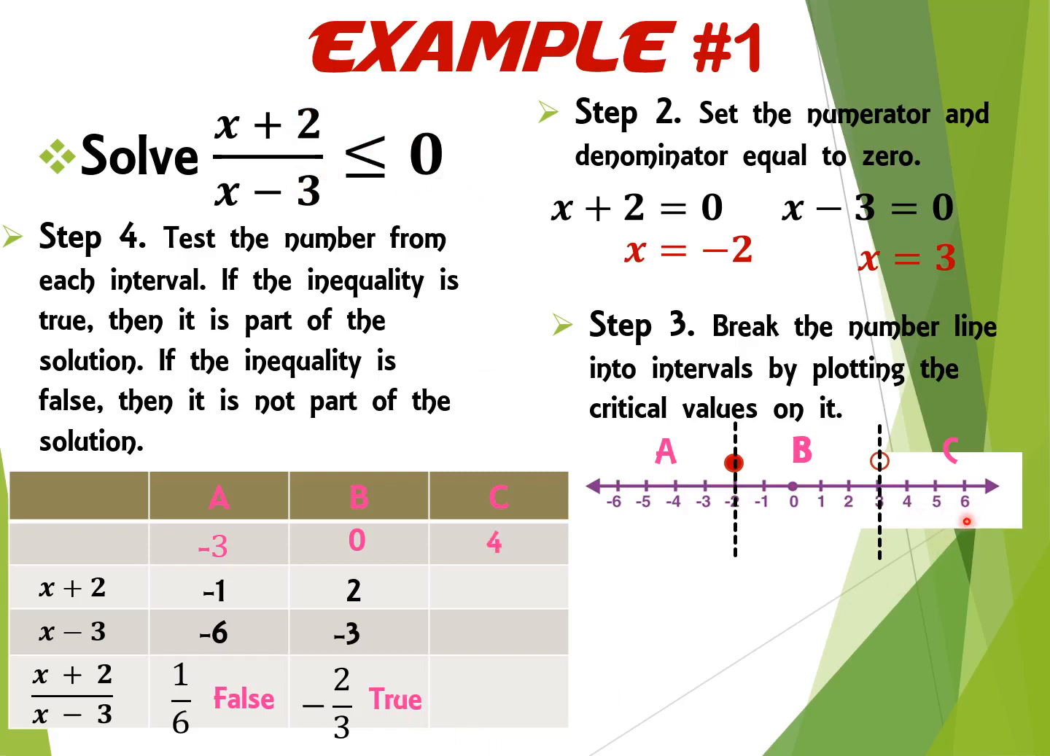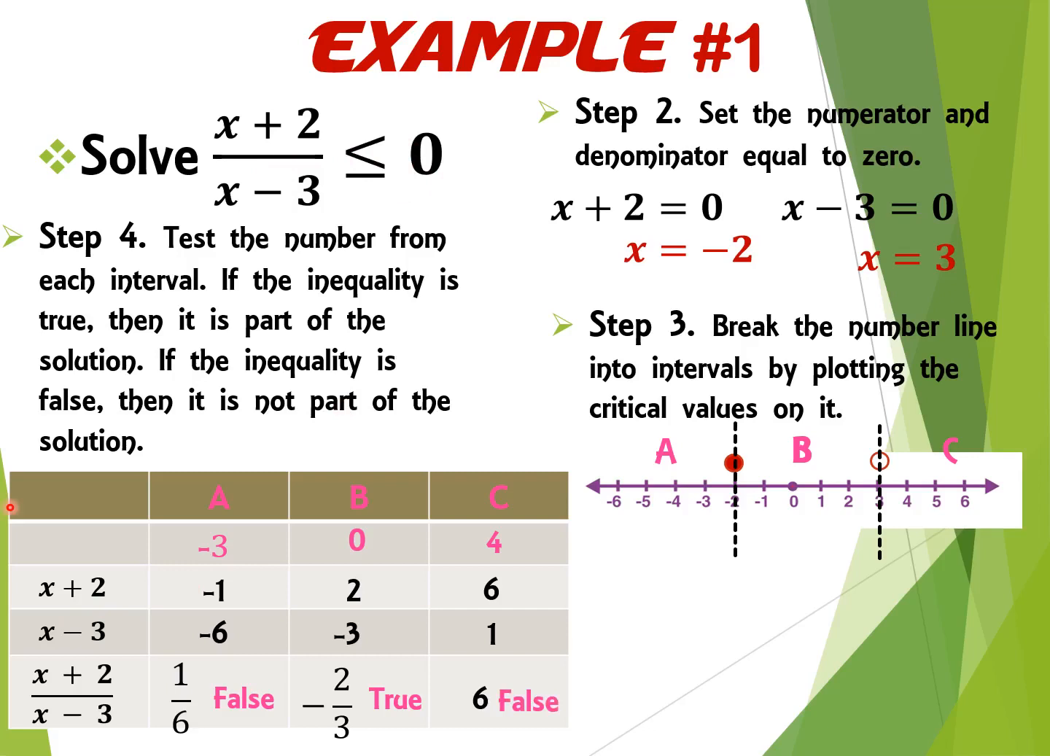So let me choose 4. So you substitute again. 4 plus 2 is 6. 4 minus 3 is 1. 6 divided by 1 is 6. So 6 is greater than or equal to 0 is also false.